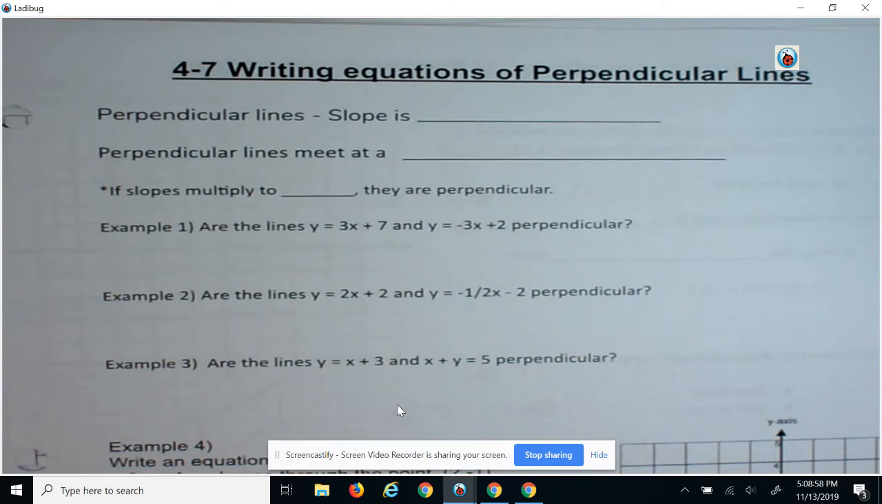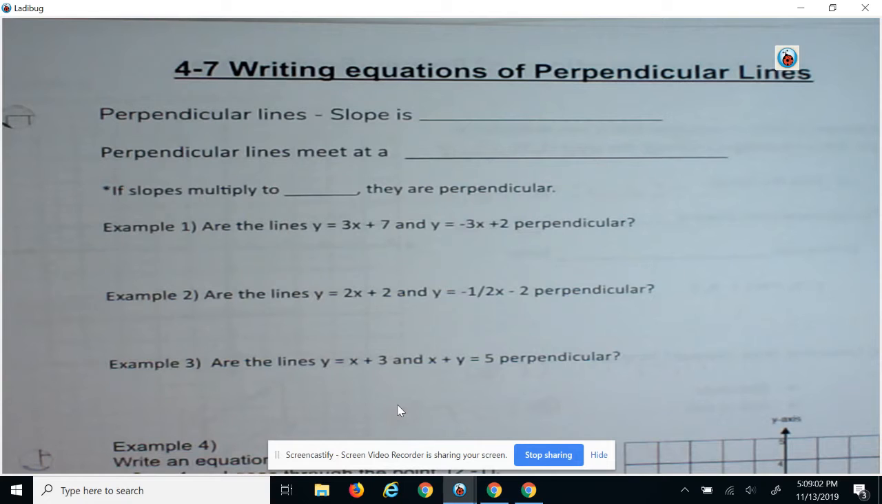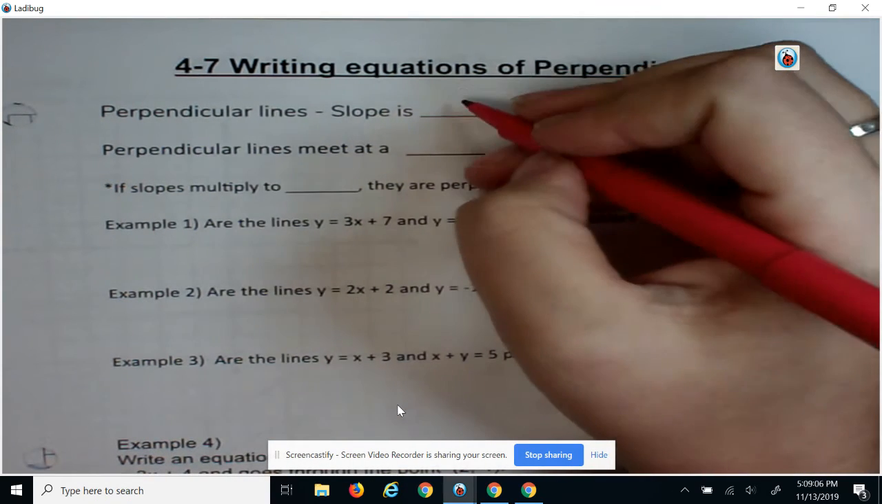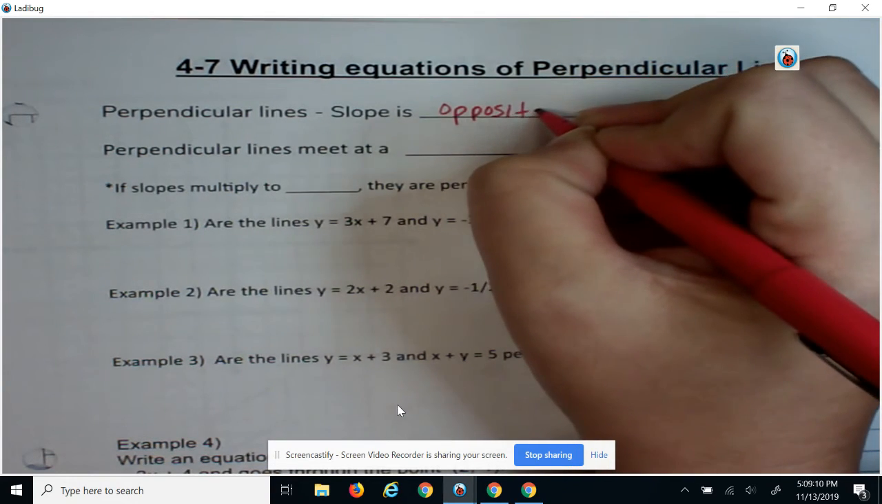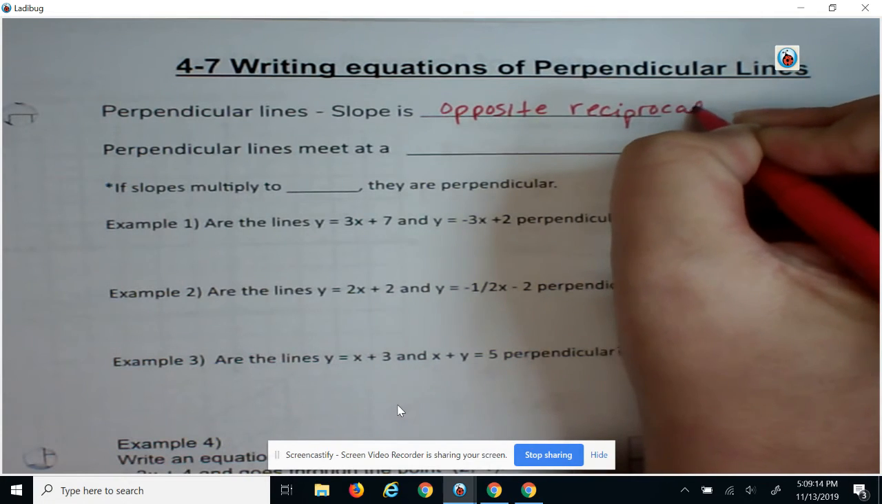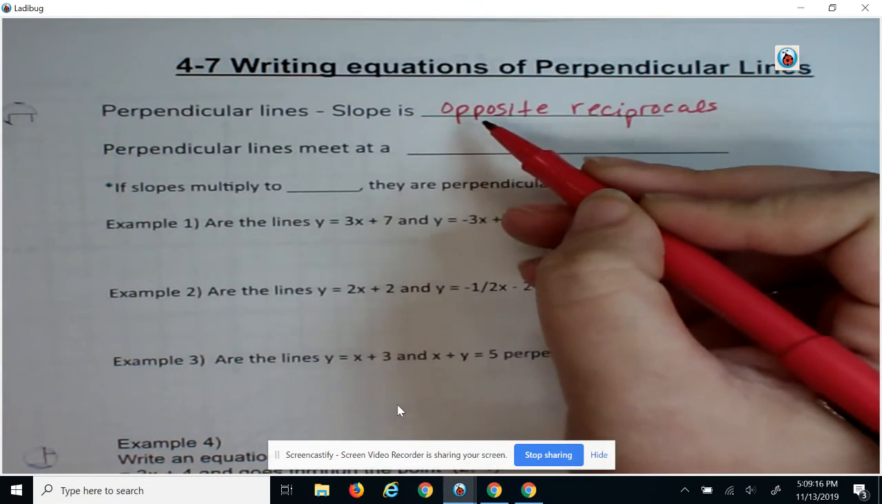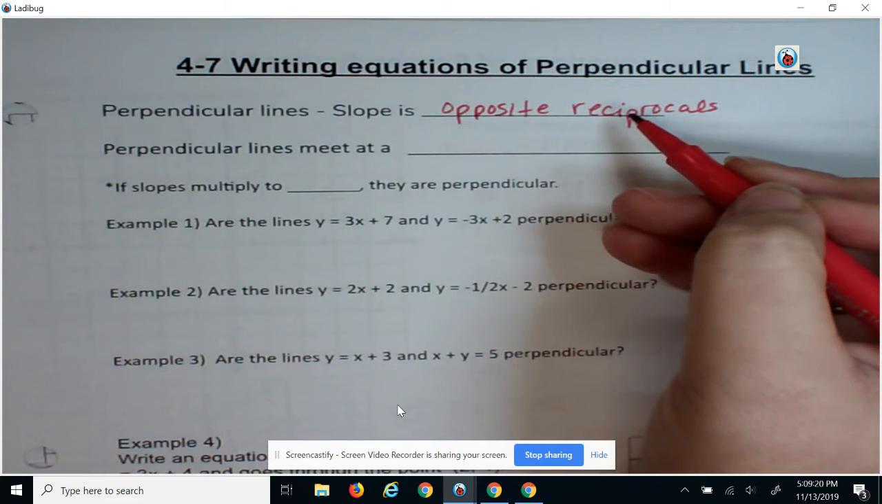All right, so this is perpendicular, writing equations of perpendicular lines. We have already gone over perpendicular lines. Their slopes are opposite reciprocals. Opposites meaning one positive, one negative. Reciprocal means I flipped the fraction.